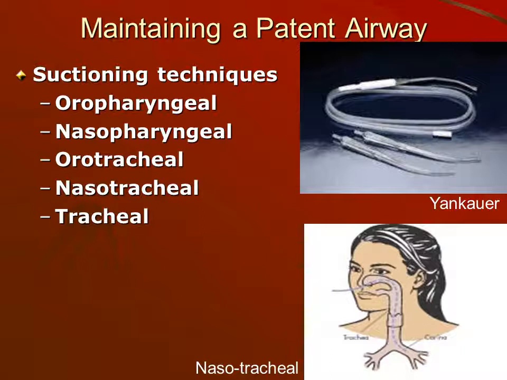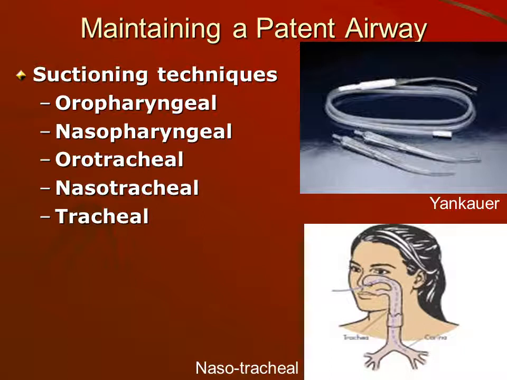Oral tracheal or nasotracheal suctioning is when a patient is unable to cough and does not have an artificial airway. So we may have to do nasotracheal suctioning, which you can see to the bottom right, when we insert a catheter into either the mouth or the nares to go down into the trachea and suction the patient.